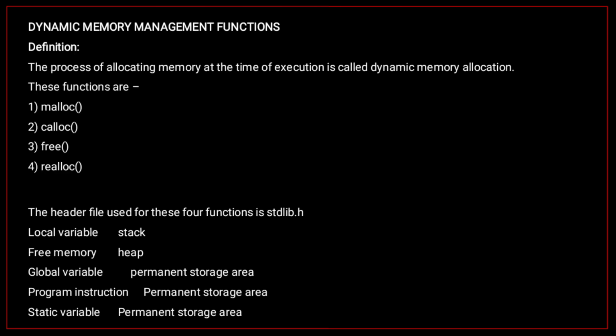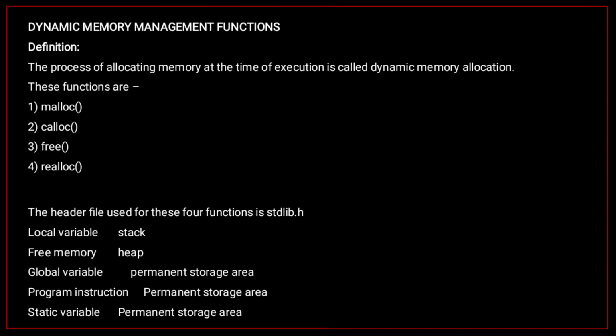Next is dynamic memory management functions. The process of allocating memory at the time of execution is called dynamic memory allocation. The allocation and release of memory space can be done with the help of built-in functions. These functions are malloc, calloc, free and realloc. Now these are the dynamic memory management functions.